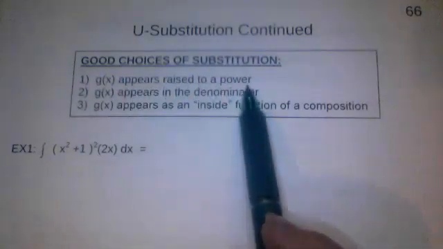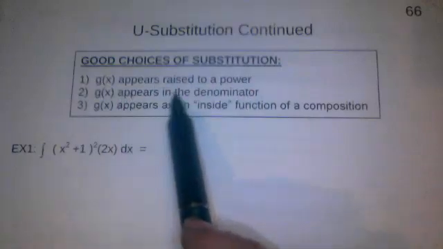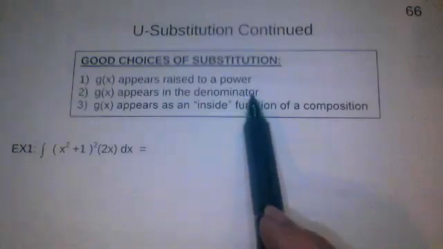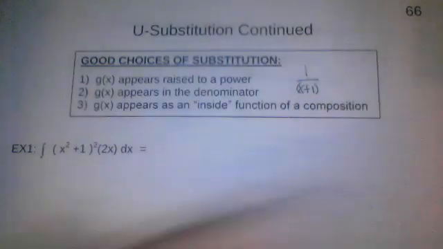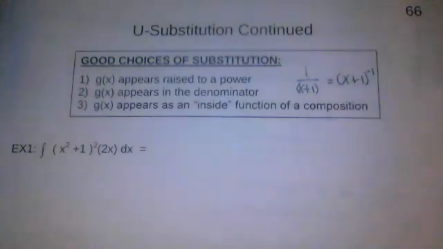Now, these are ways that it can be the inside of a function. Maybe it is raised to a power. We saw a lot of those yesterday in our notes. Or maybe it's in the denominator. Now, it doesn't have to be raised to a power in the denominator, because if you think about it, anything that's in a denominator, like this, for example, could be written as x plus 1 to the negative 1 power, which now makes it raised to a power. So all of those inside functions really would work for us, even the denominator as an inside function.